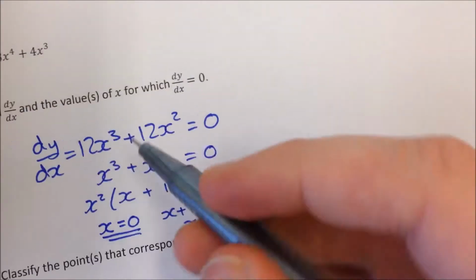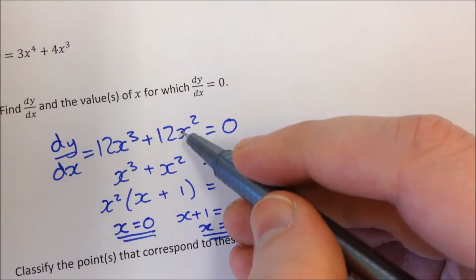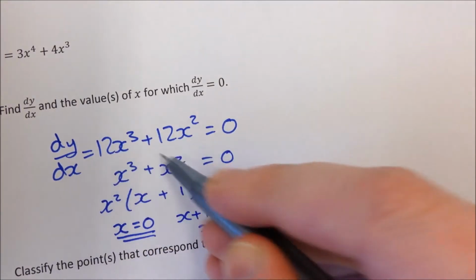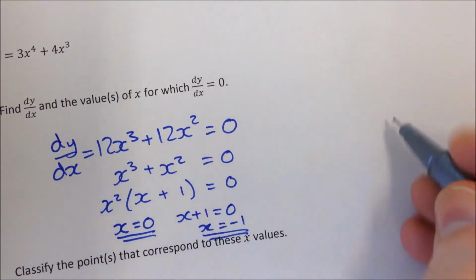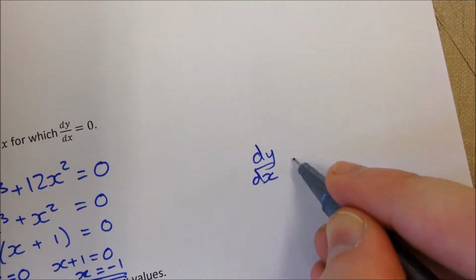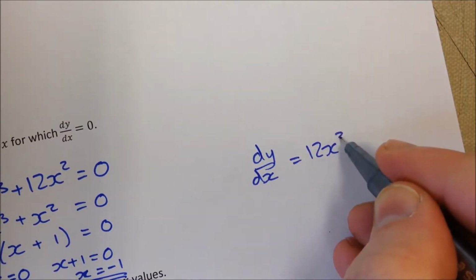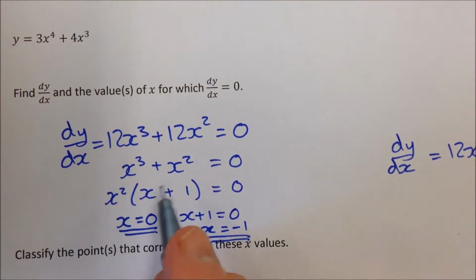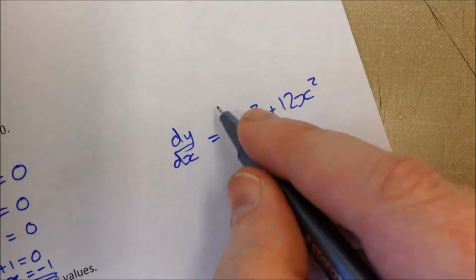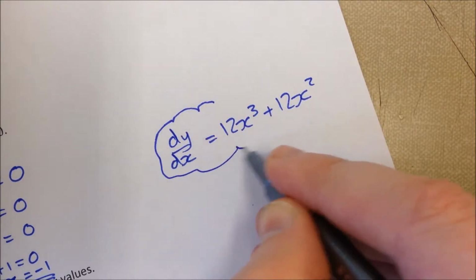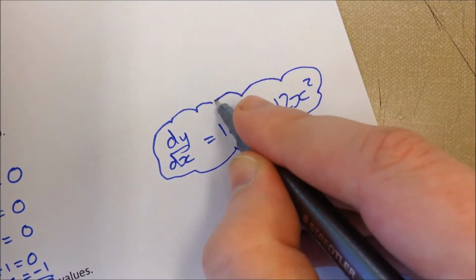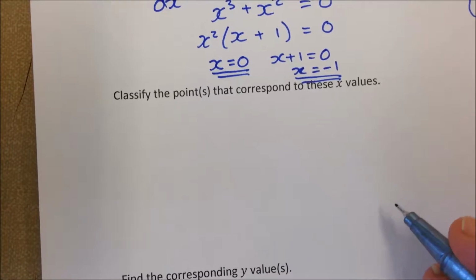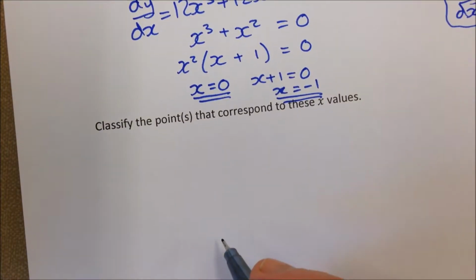And again, as I've done on previous questions, I'm just going to highlight the fact that I'm going to use this formula later on. I'm not going to use this, and I'm not going to use this. So my dy/dx equals 12x cubed plus 12x squared, not the x cubed plus x squared. That's very important. Let's highlight that. Okay. Classify the points that correspond to these x values.